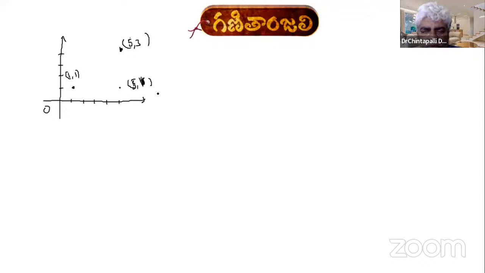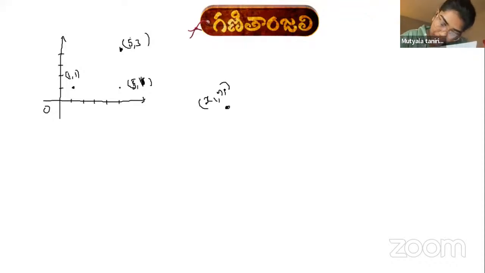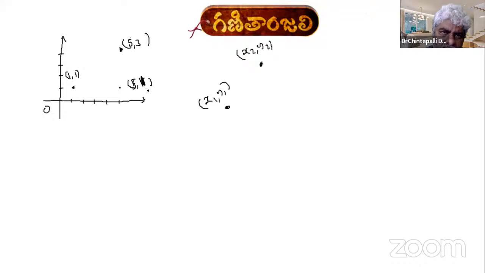Okay. Now let's do an experiment. It is a point x1, y1. It is a point x2, y2. Can you see, if we connect these two lines and these two lines, we can say the coordinates of this point without seeing on the graph? Can you tell the coordinates of this point?